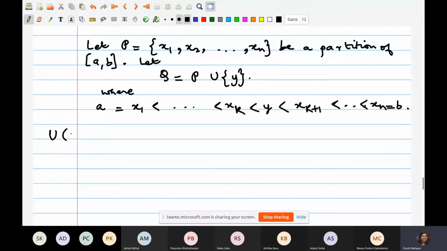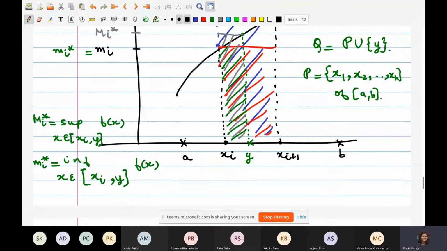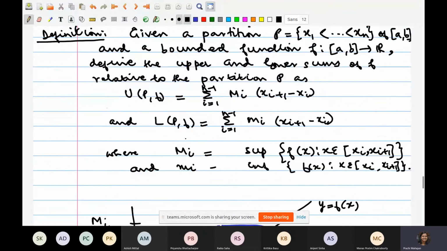So let me write this. The upper sum with respect to the partition P minus the upper sum with respect to the partition Q, right? So what is this? Remember, what is the definition of the upper sum? Let's just scroll up and see. The upper sum, having fixed a partition P of the interval [a,b], is given by this: you consider the supremum of f restricted to the ith subinterval and multiply with the length of the subinterval and sum it over all subintervals.